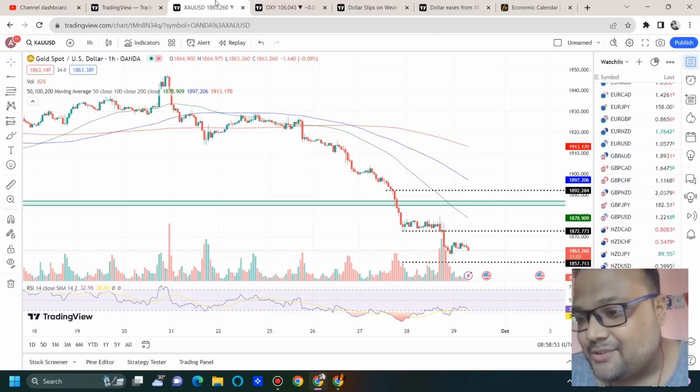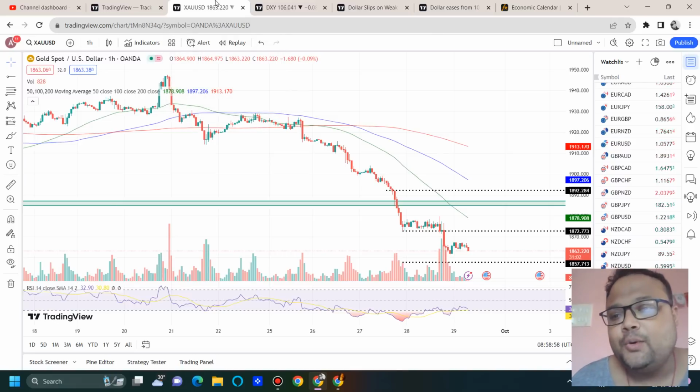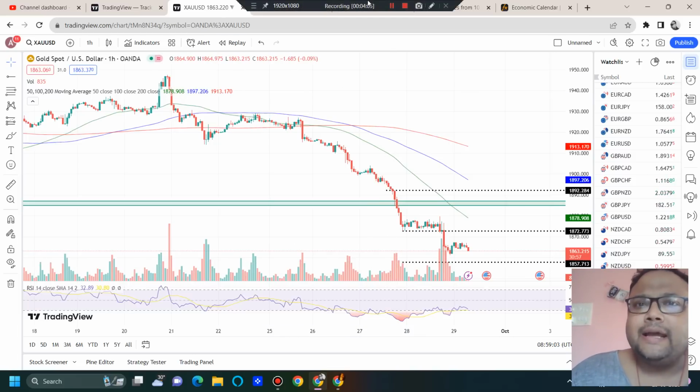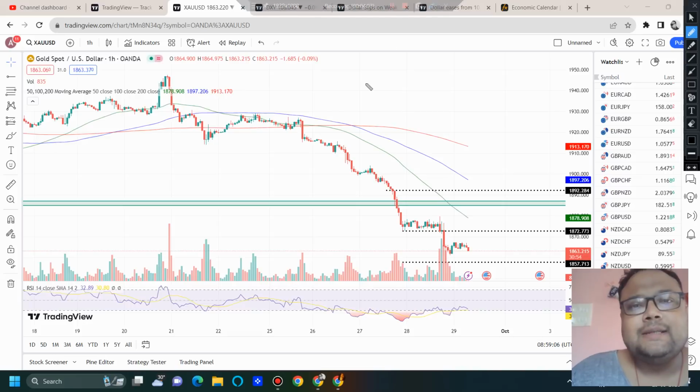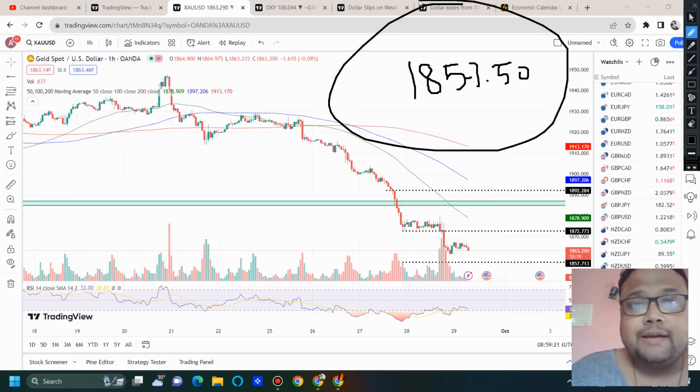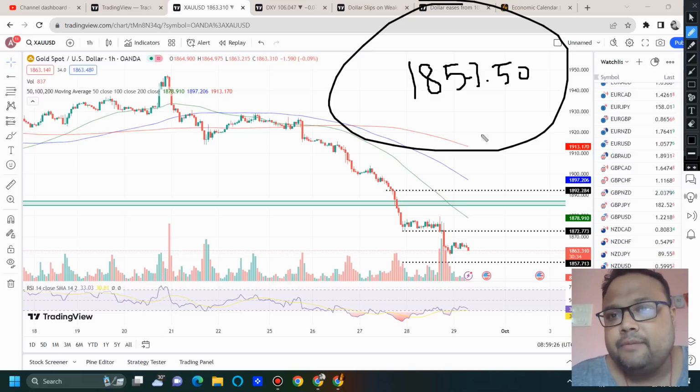Now let's look at the chart of gold. So gold is standing at 1863 right now, and yesterday gold made a low of 1858. This was the low made by the market, and for the last 2 days we have been following a simple trend. Whenever market is breaking the previous low, we are going for a sell. Yesterday also we had a sell stop around 1872.50, and today also I'll be going for a sell stop around 1857.50. I still have not placed the order yet, okay, but still I'll just place the order below 1857.50 or around 1857 level.